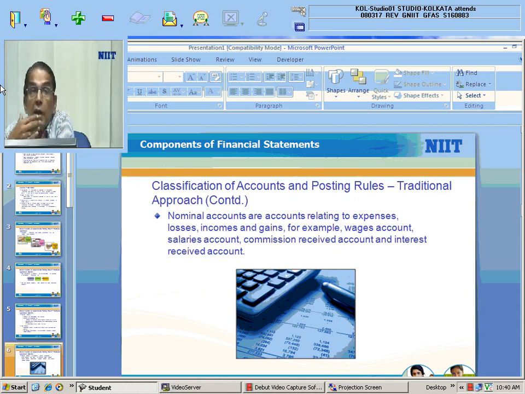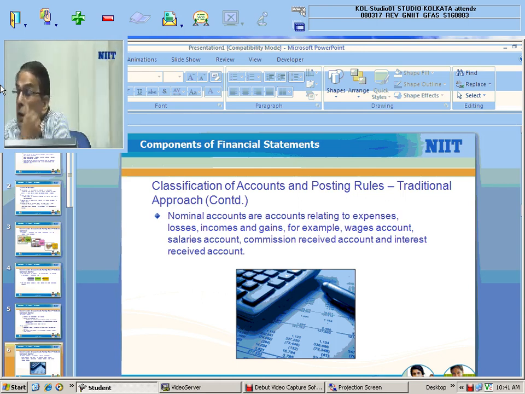Now, having understood that there are three types of accounts we are dealing with, we have to understand what the posting rules are when you record a transaction, when you journalize a transaction, for each of those accounts. These are called the golden rules of accounting.